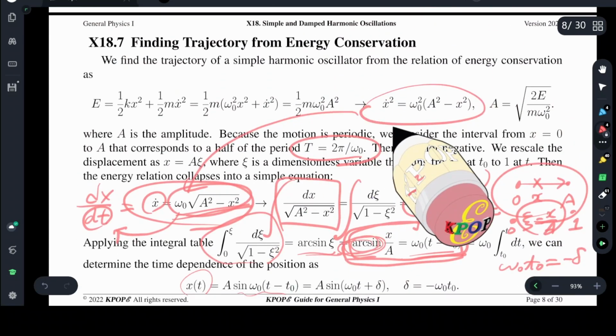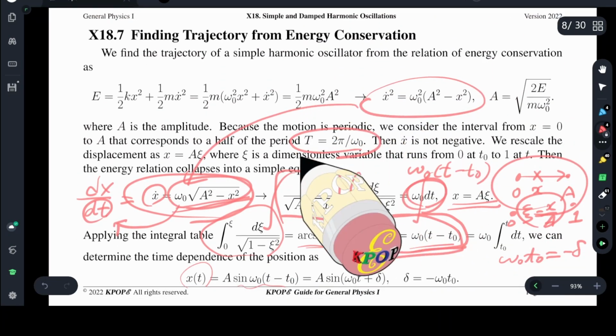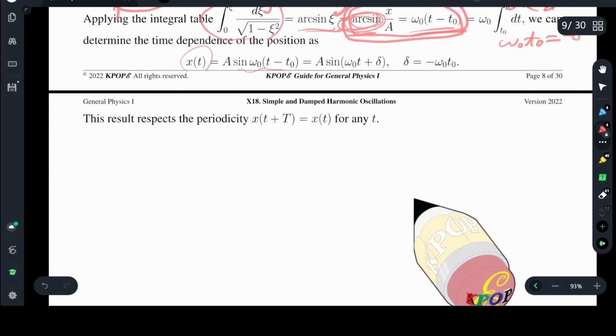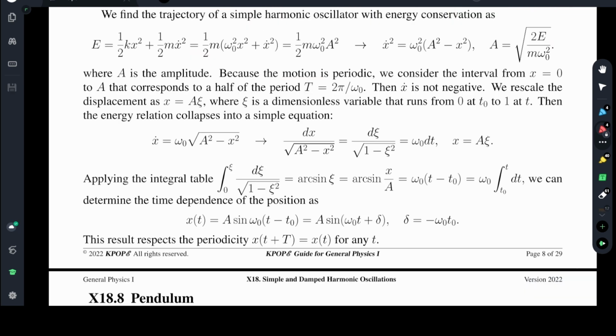A second, let me correct this one. You don't need such a big space. Okay.